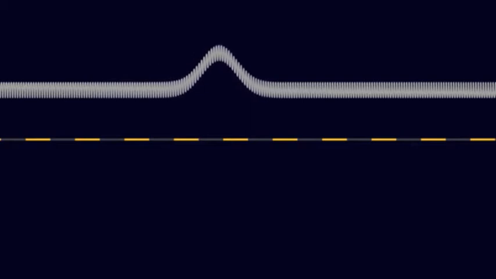A single disturbance could be created by a single vibration of one end of the rope. On the other hand, a repeated disturbance would result in a repeated and regular vibration of the rope. A wave is a disturbance which travels from one place to another, carrying energy without carrying any material.